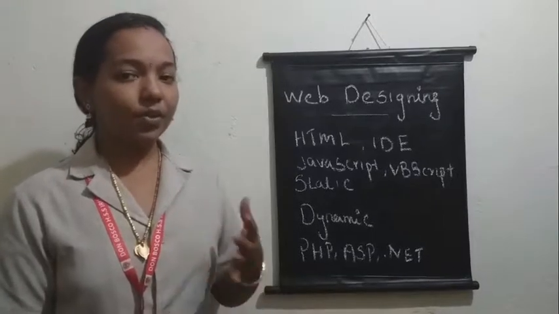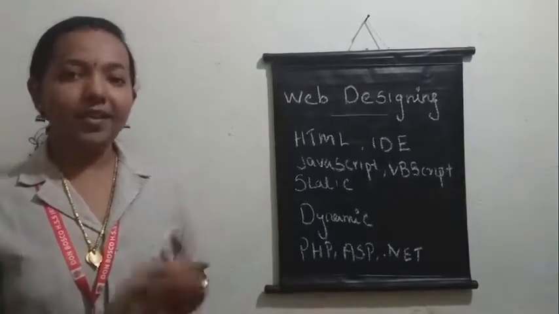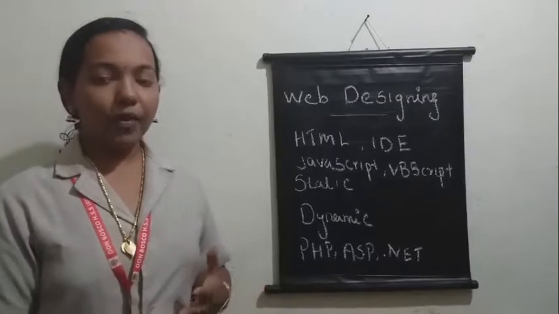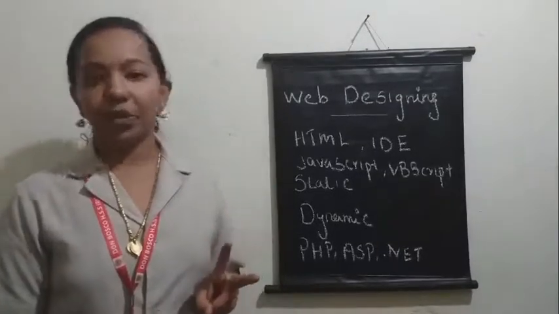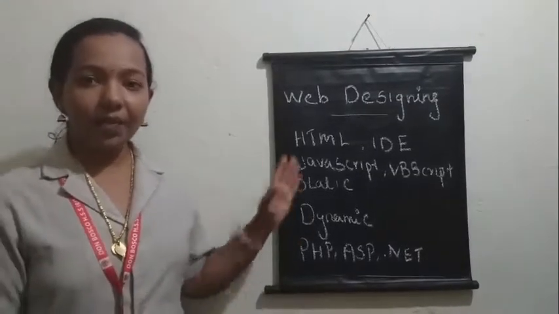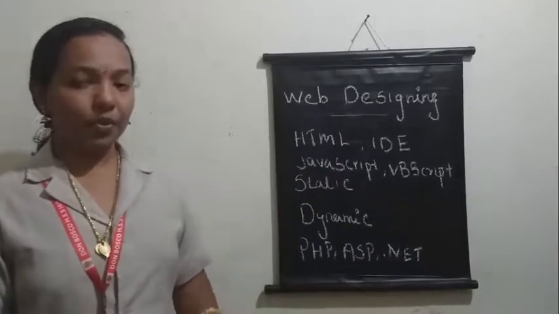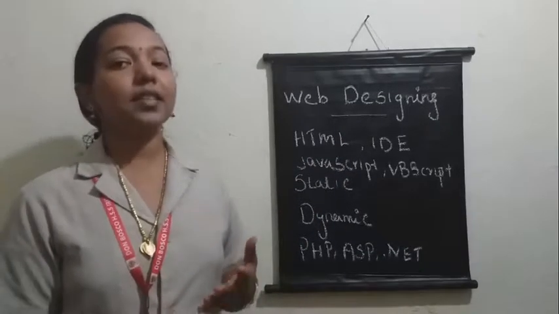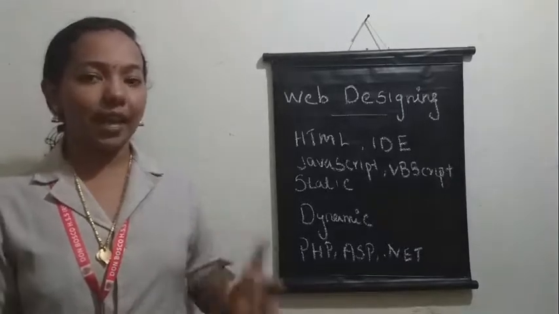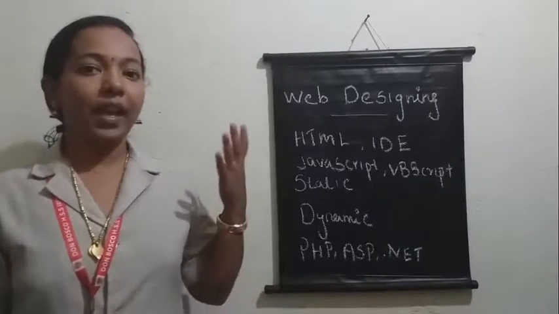Okay, clear? So this is static web pages and dynamic web pages. So web designing indicates there are two types of web pages available, static web pages and dynamic web pages. Okay, so next we will discuss the difference between static and dynamic web pages with the help of a table.